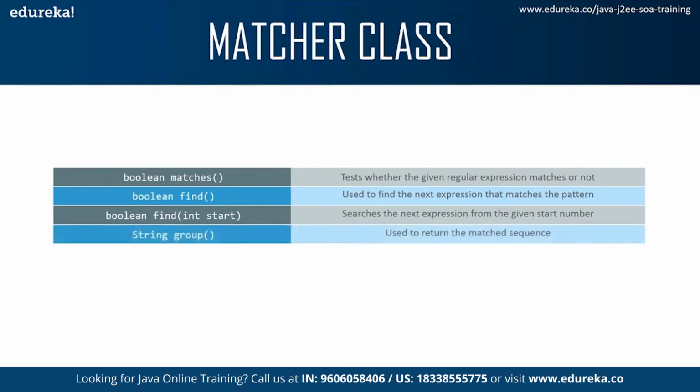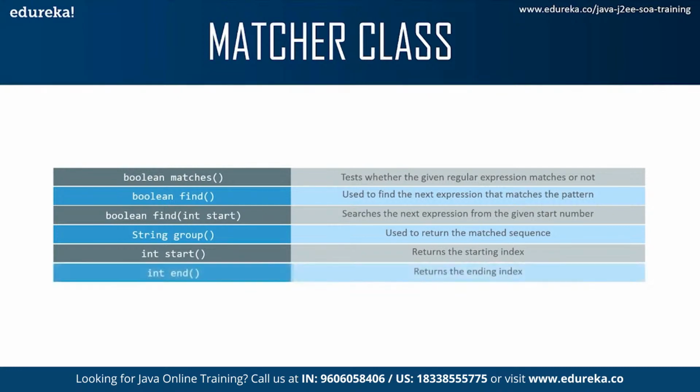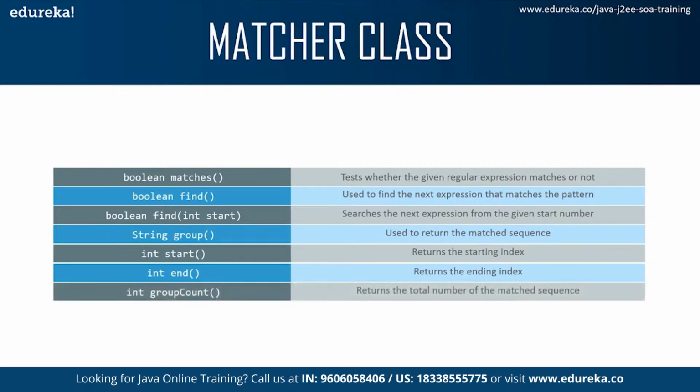You have one more method called String group. Again, this is used to return the matched sequence. So when you get the proper match by using boolean matches and boolean find, then you have to return the matched sequence. In order to do that, you need to write the String group method. Next, int start. This method is used to return the starting index of the regular expression. And similarly, int end is used to return the ending index of the regular expression. And you have the group count, which is used to return the total number of matched subsequences.